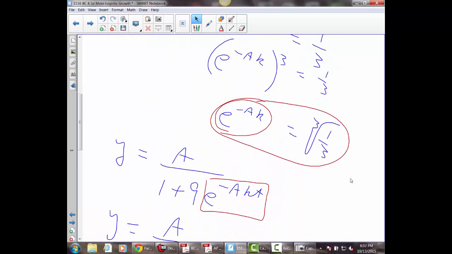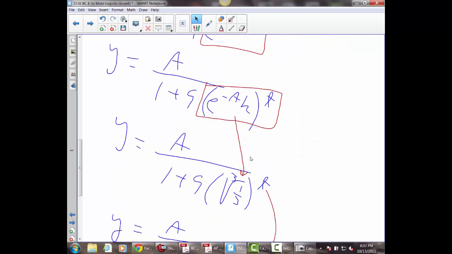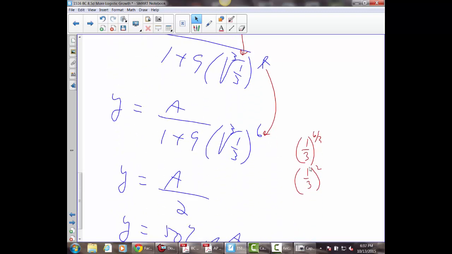Now, I don't actually find the k. What I do here is I get it to the point where I have e to the negative ak equals the cubed root of 1/3. Because remember, this is my equation, a over 1 plus b, which we found, times e to the negative akt. Well, if I can replace e to the negative ak by the cubed root of 1/3, then e to the negative akt is the cubed root of 1/3 to the t.